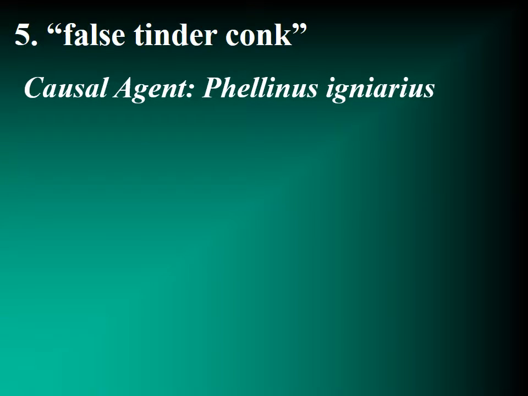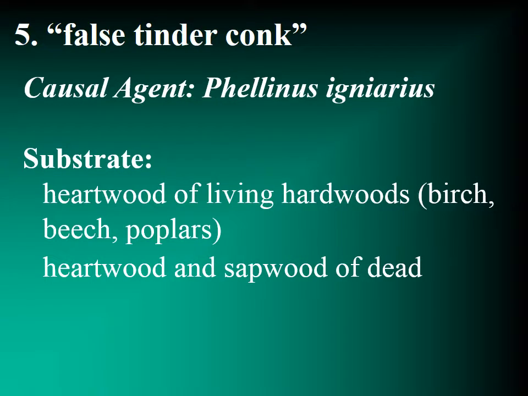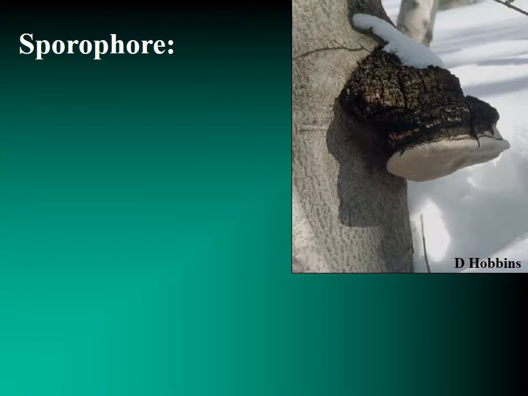The sister is the false tinder conch, which is actually in a different genus, Phellinus igniarius. This also applies to Phellinus tremulae that occurs on aspen. So this is another heartwood decayer of birch, aspen, and beech. And when the tree dies, it will go on to decay the sapwood. It will decay the sapwood on dead trees, in case I cut that off.